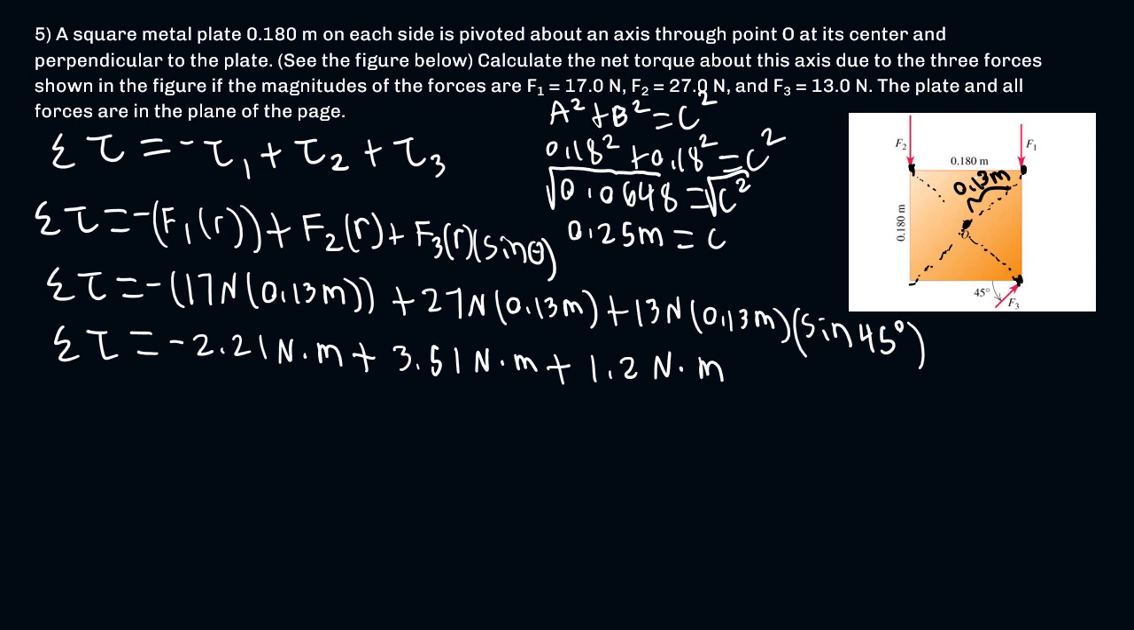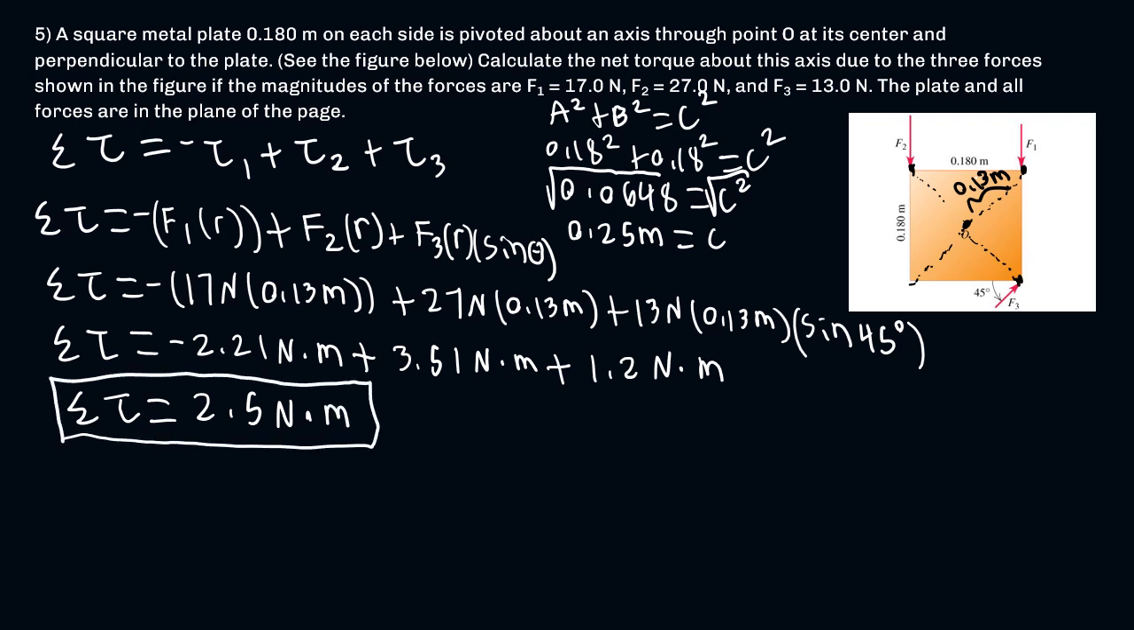Alright, so now just add all these together. That's what the sum of all torques means. So add all these values together. So negative 2.21 plus 3.51 plus 1.2 newtons times meters, my bad, is going to all be now 2.5 newtons times meters, and that is our final answer. That is the sum of all torques, or the net torque.